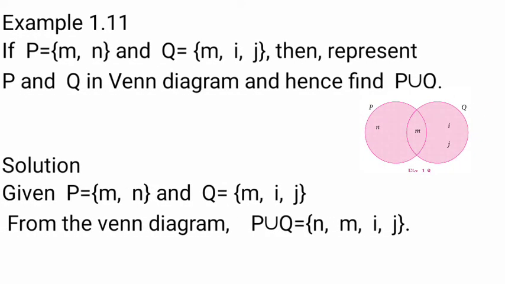Next, example 1.11. If P equals the set {m, n} and Q equals {m, i, j}, then represent P and Q in a Venn diagram and hence find P union Q. Solution: from the Venn diagram of both sets P and Q, P union Q equals, what are the elements of P and Q? N, m, i, j. That is the answer. Okay.